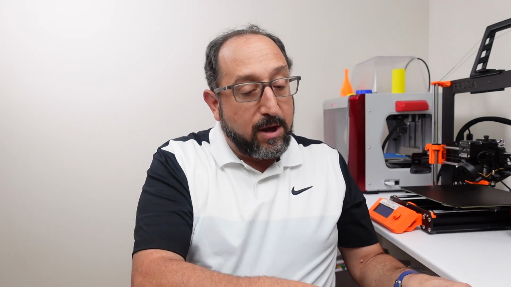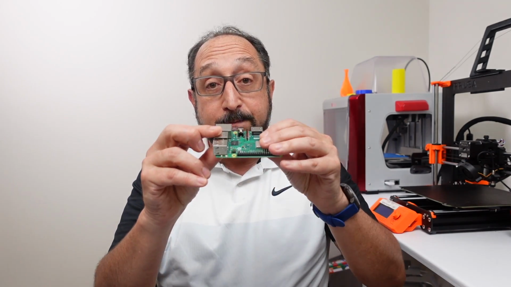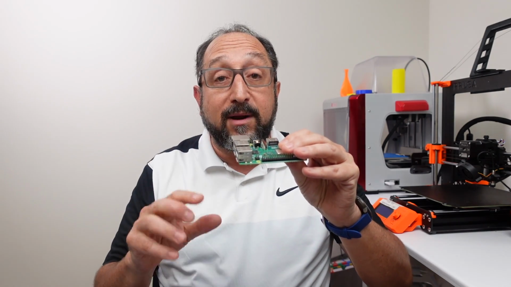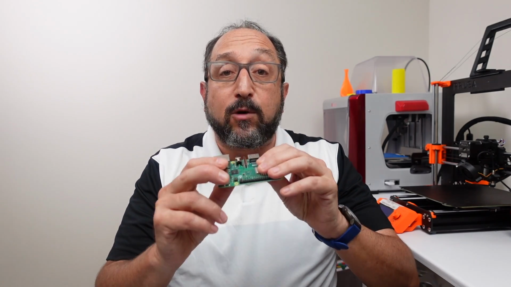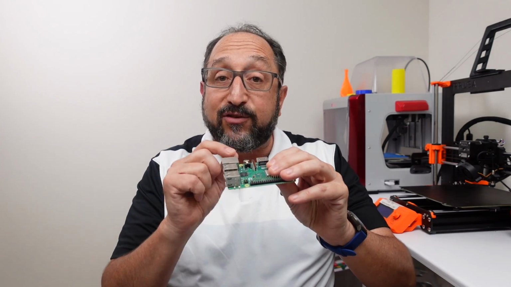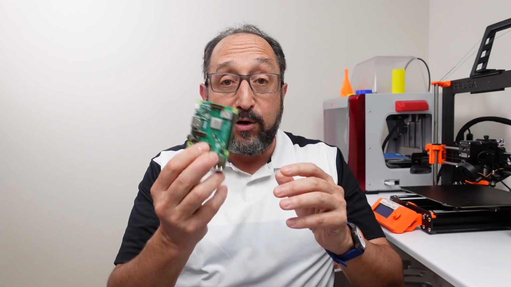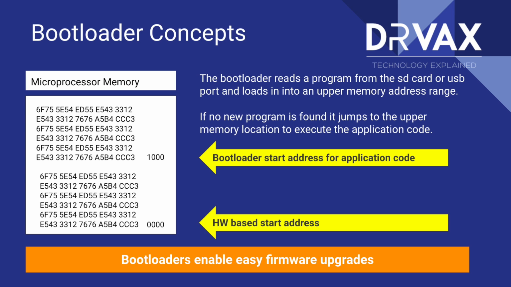Bootloader is very simple. When you turn on a piece of electronics, a computer, let's say this Raspberry Pi, it goes to a particular place in memory and looks for a program and starts running it. Now, a bootloader is a special piece of software that they put at that place where you first go to when you turn on your computer that looks on the SD drive or looks on the USB cable to see if there's new software for the computer. And if there is, it loads it and then it runs the new software. So it gives you the ability to upgrade the software.